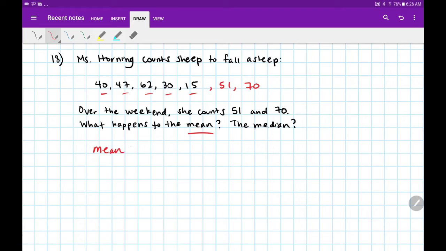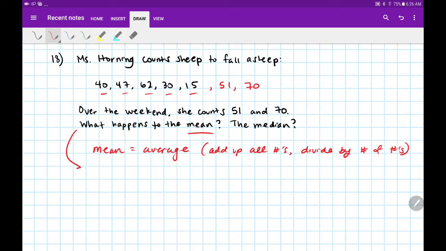So the mean is nothing more than the average. That means add up all numbers and then divide by the number of numbers. Let's deal with the mean first. Since this is what happened to the mean, this suggests that we need to find an original mean before the weekend, right, before those two added values, and then we'll find a new mean. Okay, so let's find the original mean first.